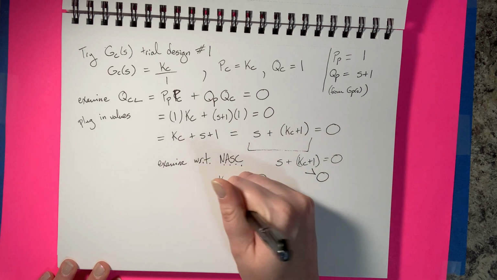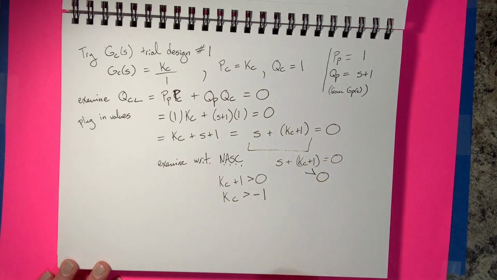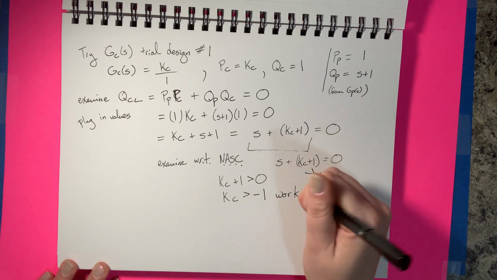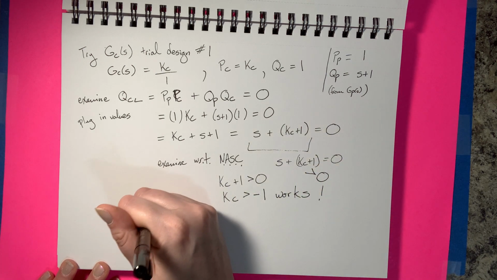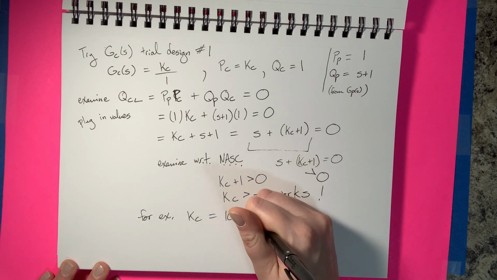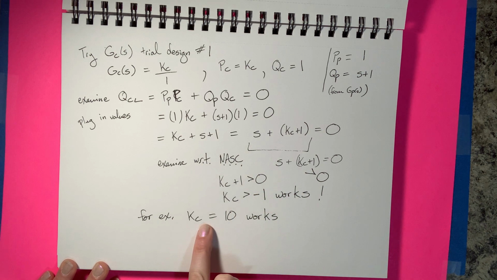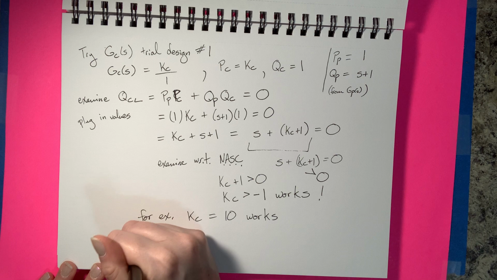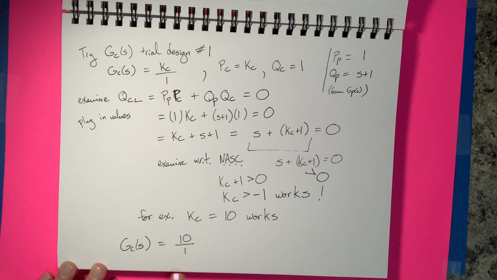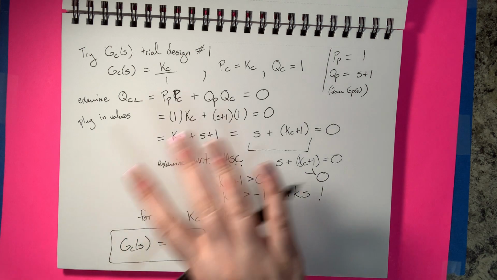If we were to simplify this equation, really any KC that is greater than -1, okay? So any of those would work. So for example, KC equal 10 works. Okay, if we did have KC equal 10, our GC design would then become just like this. And you don't have to write the divide by 1. I chose to because I'm trying to just keep that transfer function format. Okay, so this is a really simple example.